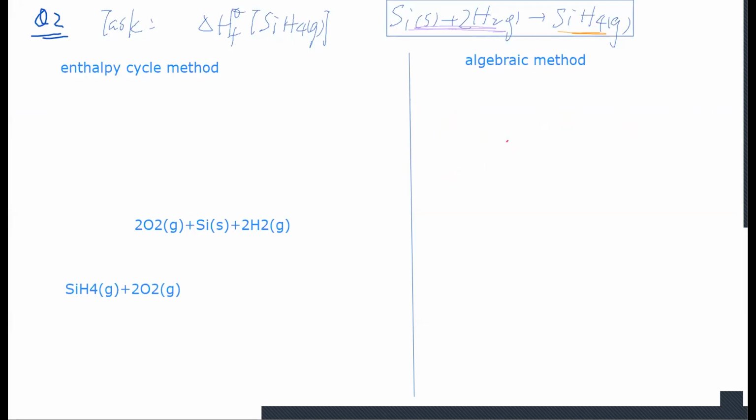Do you know that we are going to do the calculations using different methods, and we are having 3 methods: the enthalpy cycle method, the algebraic method, and also using the formula. Do you know how to solve it?